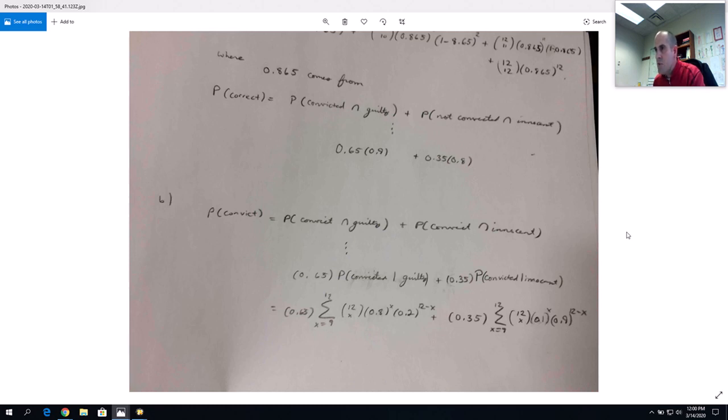Okay, so that would be the probability that a given juror votes correctly. So the probability of a correct individual vote would be equal to 0.65 times 0.8 plus 0.35 times 0.9, which is 0.835, which is a little bit different from what you actually have there.